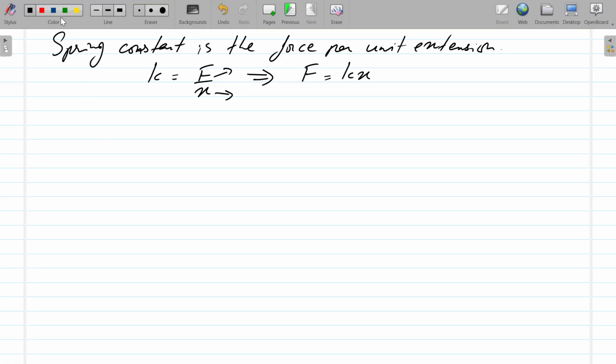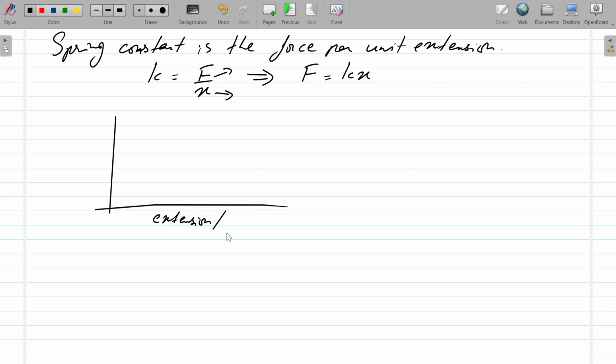Now, if you plot, very quickly, I'm going to make a very crude one over here. If you plot a graph with extension, remember when we're plotting graphs, you mention what it is on each axis along with the SI unit.